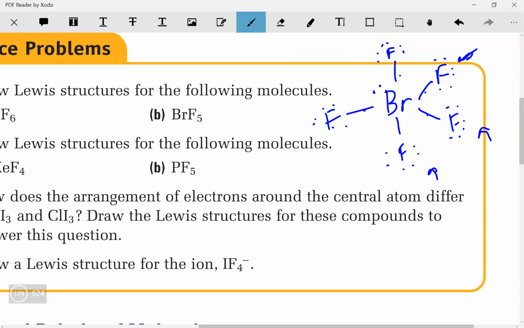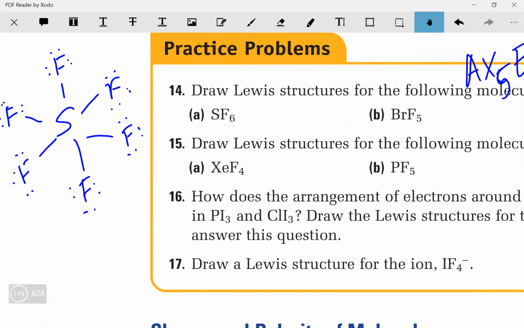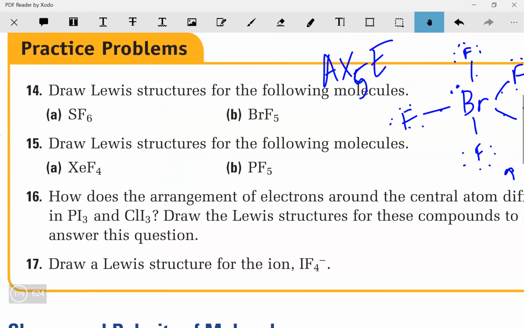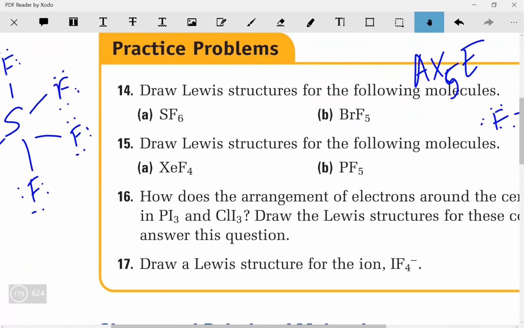So this is actually an AX5E structure, and we know that that would be a square pyramidal from our VSEPR chart. It will be polar as well. SF6 will be a non-polar molecule because it's one of the ones with 0 lone pairs with all same substituents. So that's that. This will be a square pyramidal structure. So that's the little structure for that. It will have a lone pair on the bromine.